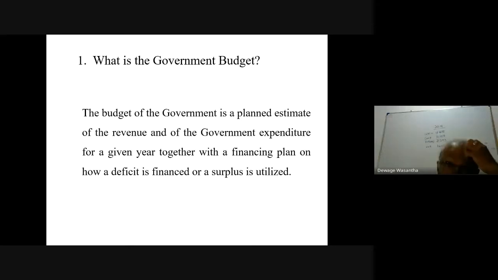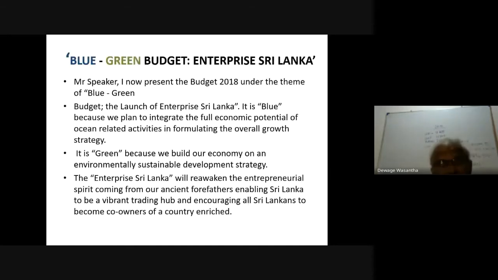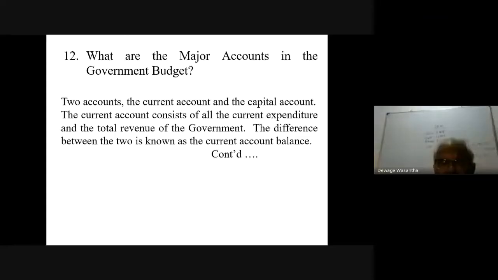So I will stop at this point. What is the government budget? Please read all the other slides. Government budget. Then I will discuss the theme of the previous budget, one of the themes. Then policies. Then we will discuss institutions that compile the budget, fiscal policy, monetary policy, financial budget, taxes, direct taxes, indirect taxes, consequences. Then we address some of these issues.